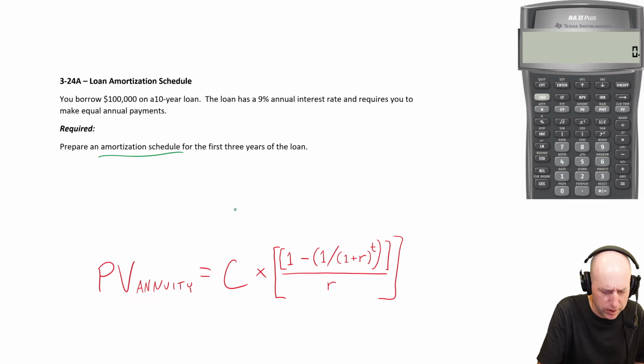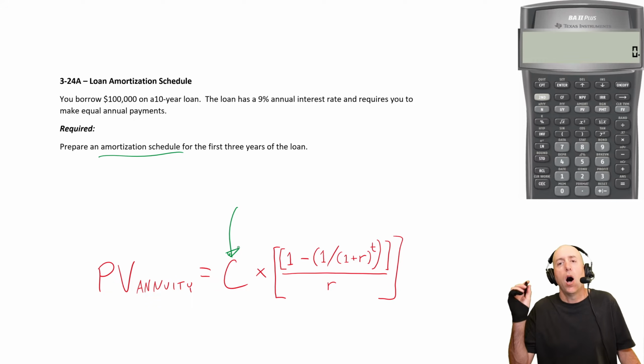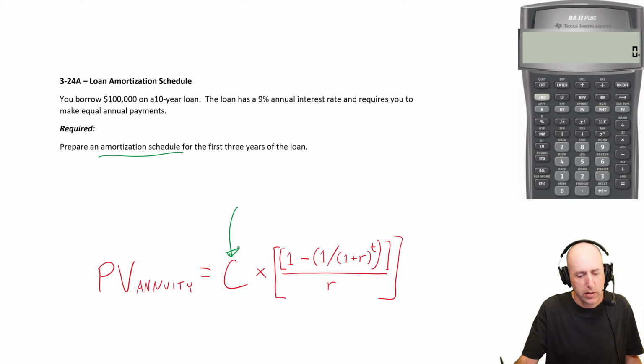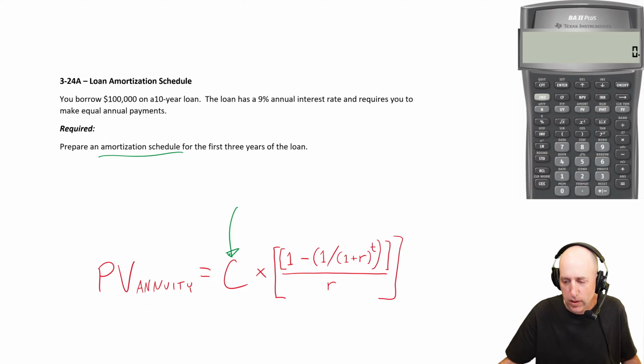If we look at our PV of an annuity formula, we're solving for this, the regular cash flow. I'll solve it first in the financial calculator, then we'll do it by hand, and then we'll prepare our loan amortization table. So let's go through it.